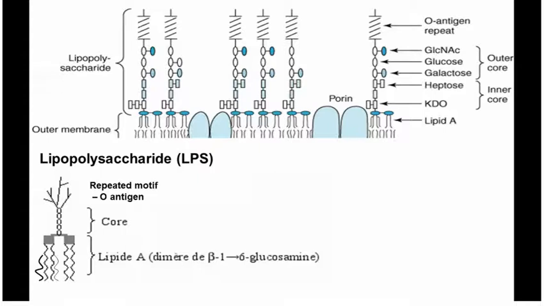Never forget, lipopolysaccharide is an essential component of the gram-negative cell wall, and its structure is like this. It has a lipid part, and then a polysaccharide. The lipid part is called lipid A, and the polysaccharide part is composed of a core oligosaccharide, which is highly conserved among gram-negatives.